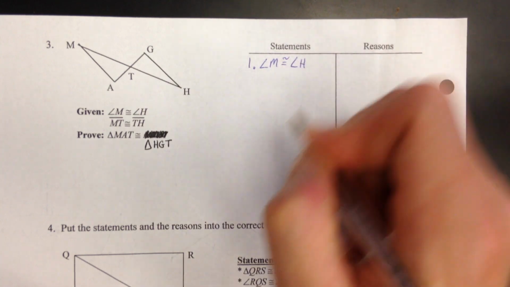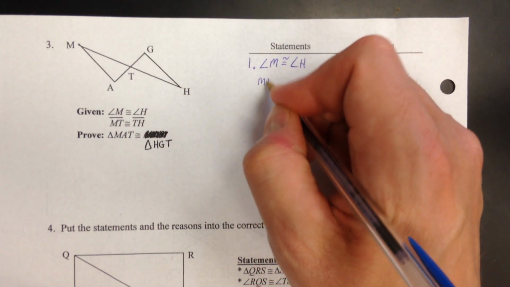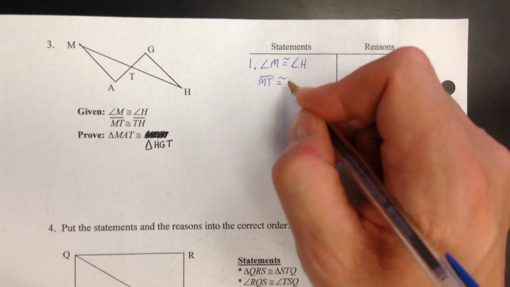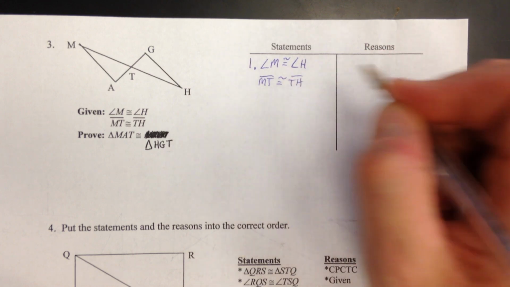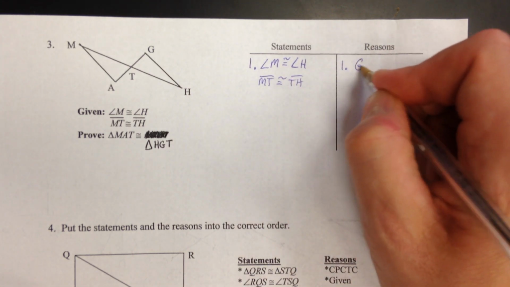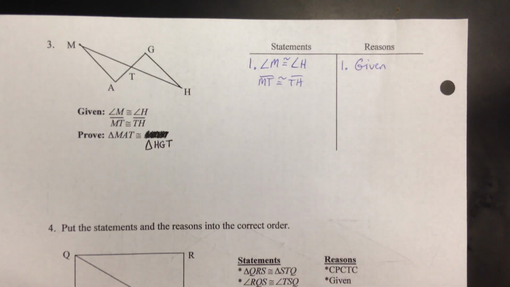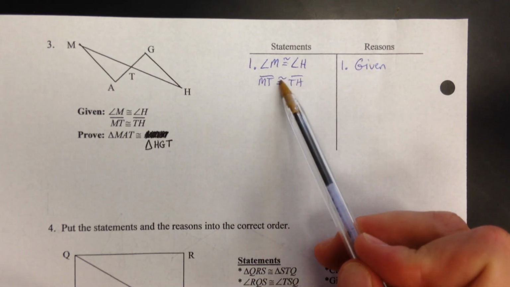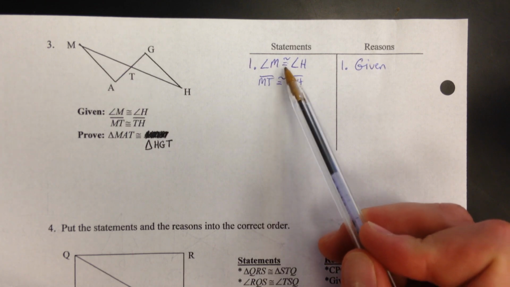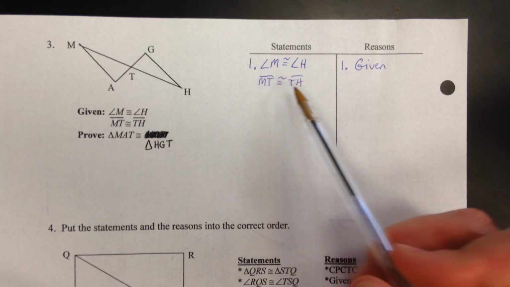Angle M is congruent to angle H. Segment MT is congruent to segment TH. And the reason, it's given. Sometimes you'll see in books or on worksheets, they may write these as 2 steps. I always put all the given information in the first step.